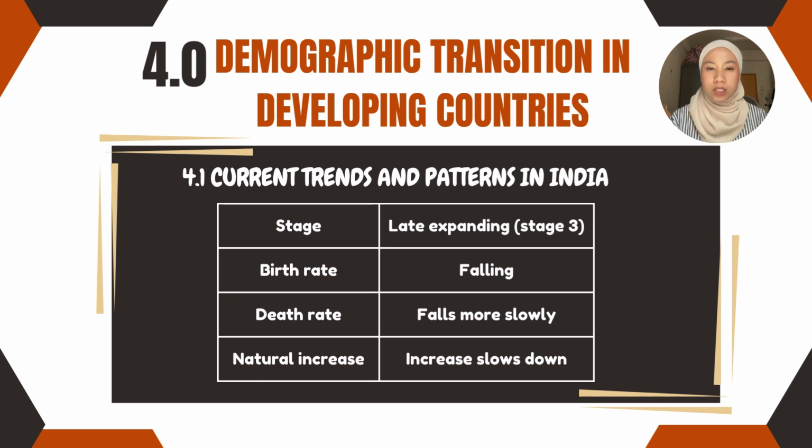However, there are big differences between regions. Southern states like Kerala and Tamil Nadu have much lower birth rates, while northern states like Uttar Pradesh and Bihar still have high birth rates because of poverty, less education, and weaker healthcare. India's young population, 40% under the age of 25, is a strength now, but could become a challenge as the population ages in the future.